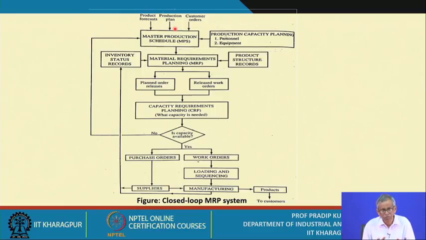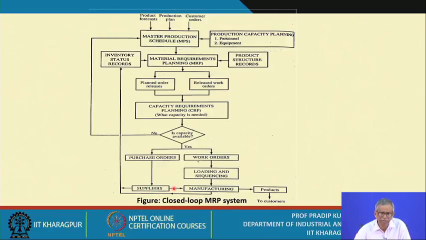So in a closed loop MRP, the MRP system is linked with the capacity planning systems or the capacity requirements planning systems. So now if the capacity is available, then you go for the purchase orders and you go for the work orders proportionately. And the loading and sequencing, this is an important issue, work orders, that means in-house production. So these two issues are related basically to the sequencing; loading and sequencing is part of the scheduling, with the job shop scheduling, or the flow shop scheduling also you need to consider.